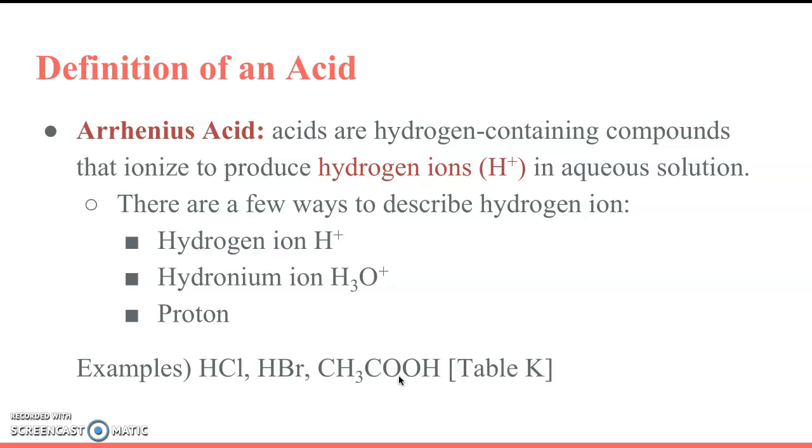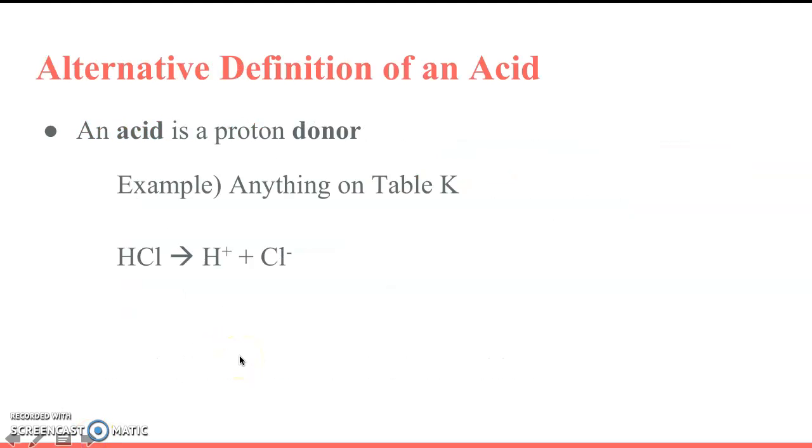So to identify an acid, look for compounds that start with an H and end with COOH, or also anything listed on table K in your reference table. Another definition of an acid is that acids are proton donors. So again, anything on table K, and a proton donor is like what it sounds like. It's going to donate or give up a proton. So if we add hydrochloric acid, HCl, to water, it's going to dissociate into your proton and your chloride ion. It has donated this H+.